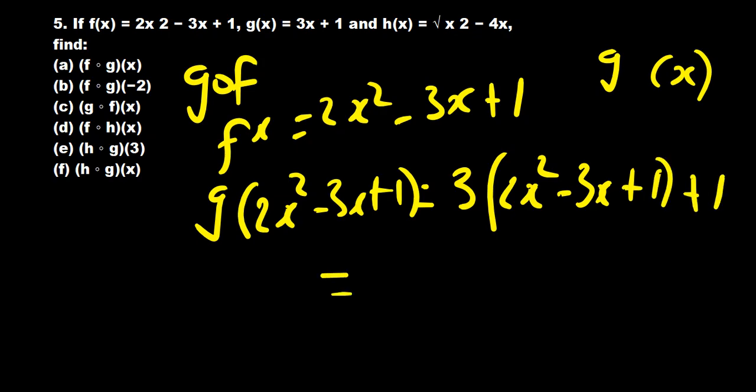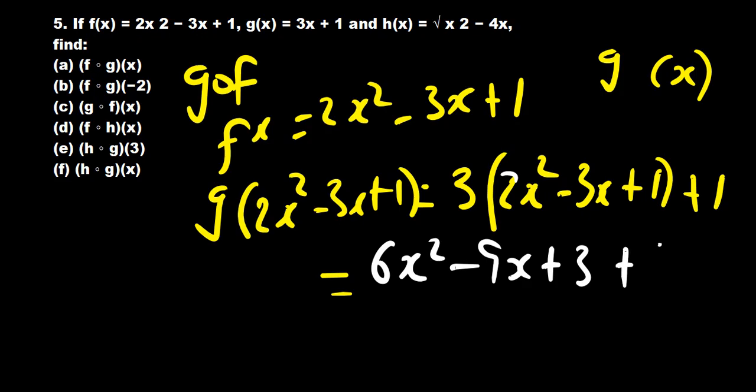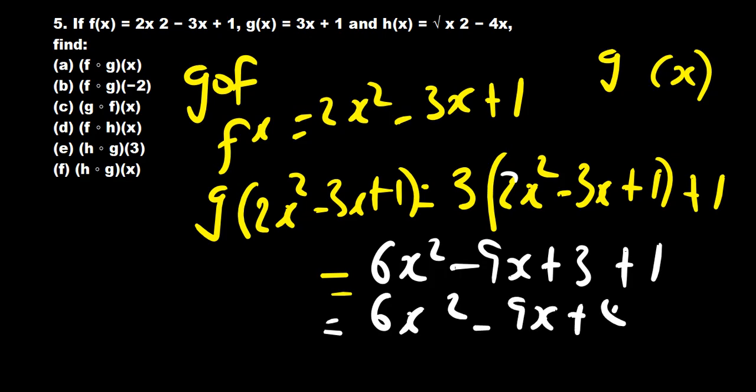So let's simplify this expression. If we distribute 3 throughout, it will be 6x squared minus 9x plus 3, plus 1. So we have 6x squared minus 9x plus 4, right? Can we simplify this further? No. So this is where we end.